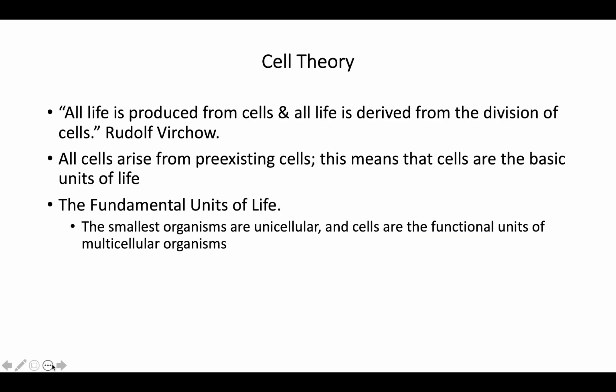Cell theory. All life is produced from cells and all life is derived from the division of cells. All cells arise from pre-existing cells. A cell does not come out of nothing. Cells always come out of pre-existing cells. This means that cells are the basic unit of life. I told you several times, the basic unit of life is a cell.